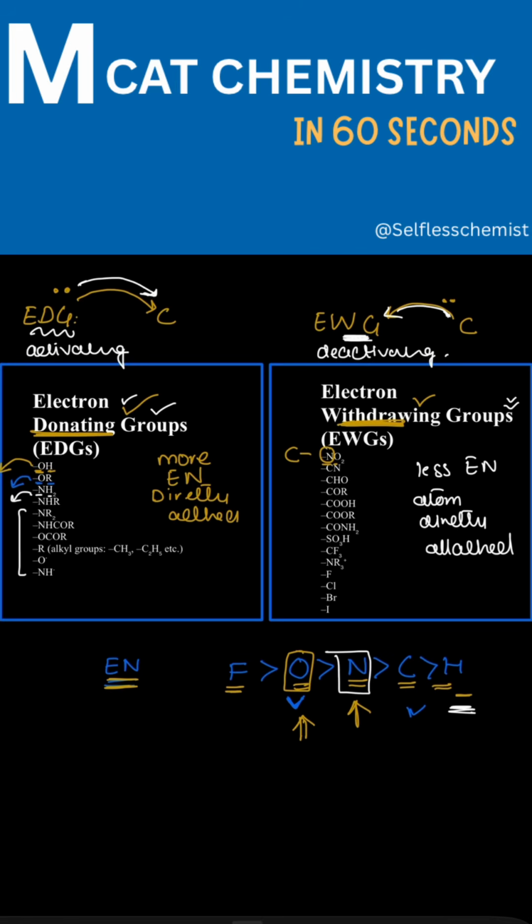If we look at the next example, the carbon and the nitrogen, the less electronegative atom is the carbon. So the carbon is directly attached to the carbon chain here rather than the nitrogen, so it's the electron withdrawing group. I hope this makes the topic super easy for you and you don't need to cram the things anymore.